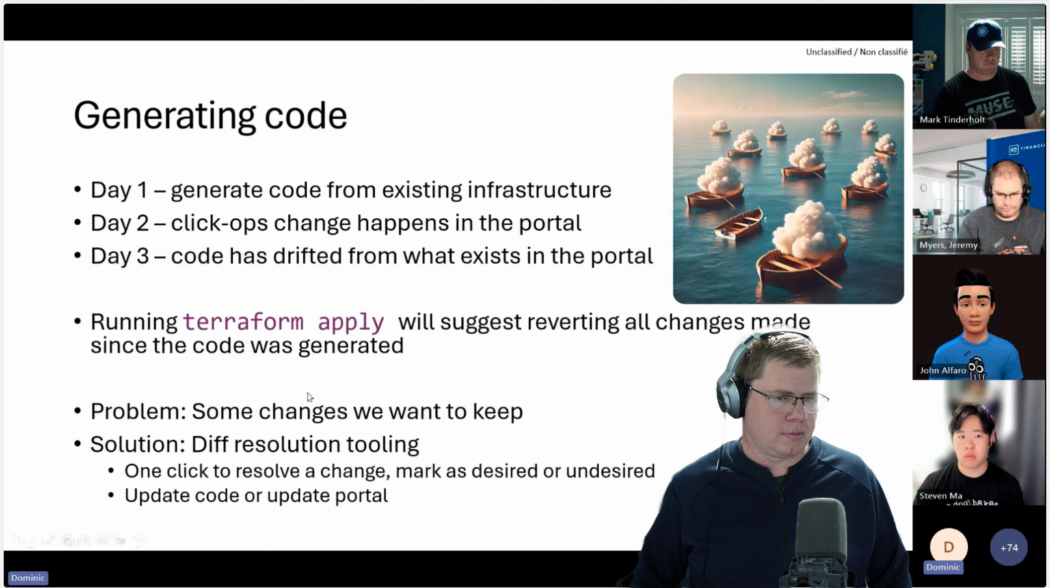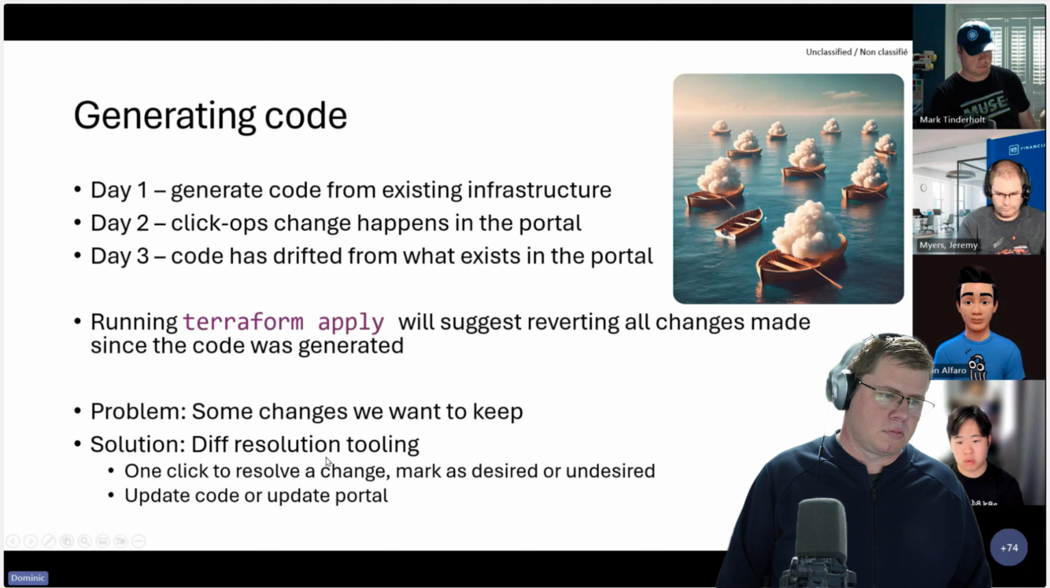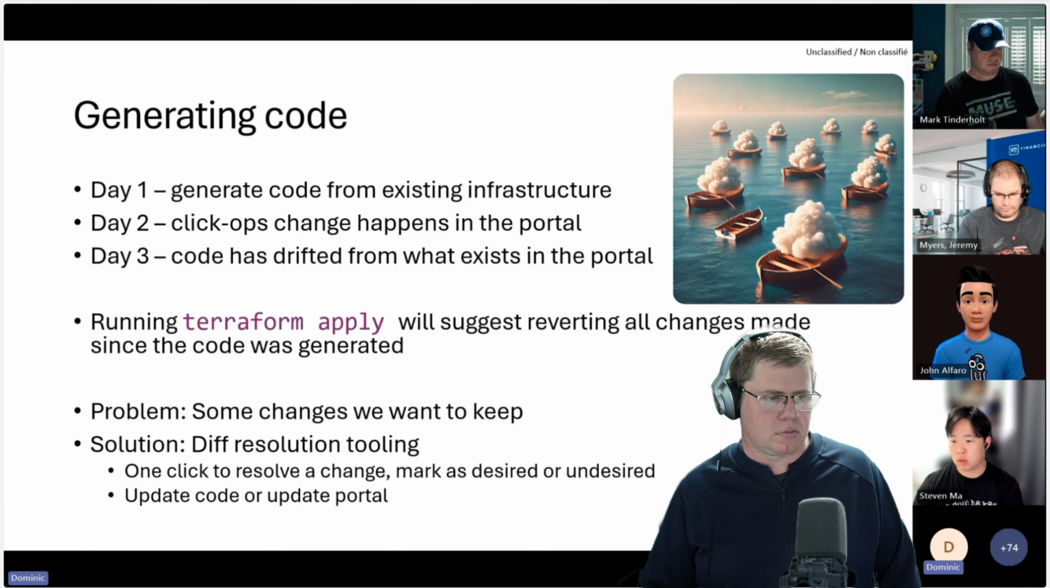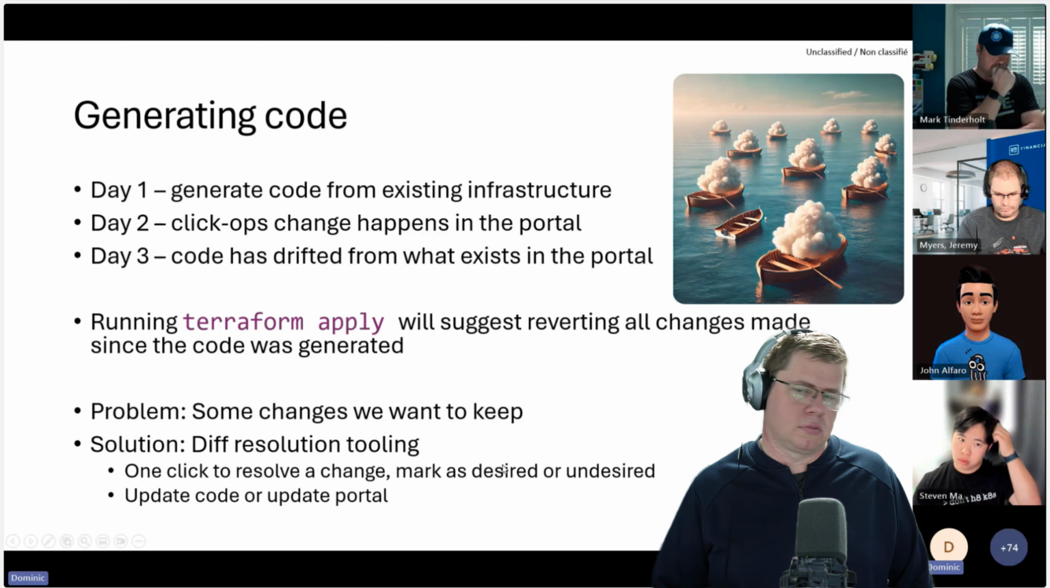So the process of generating code is you generate all the code for the existing infrastructure, and then something has changed manually in the portal, and now the code has drifted. So there's drift detection that needs to happen. Running Terraform apply will suggest reverting all those changes. So we need some kind of tooling for the diff resolution, and ideally it'd be one click. If someone's made a change and we know how to codify everything in the portal, then we should be able to, with a single click, integrate that change back into our code base.